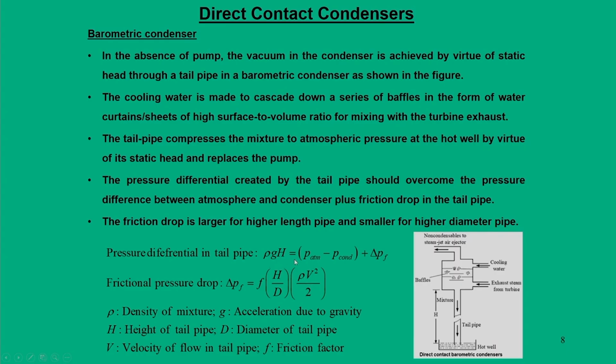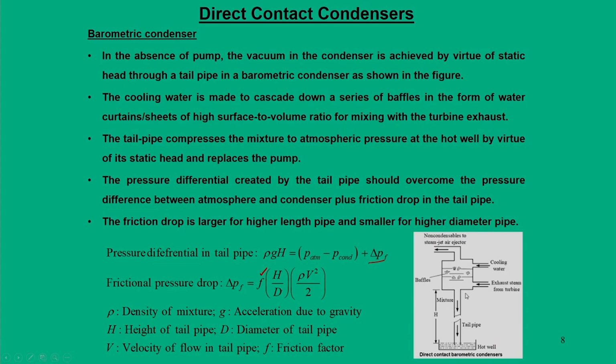rho g h, is nothing but the atmospheric pressure minus the condenser pressure difference, plus it also has to take care of the frictional pressure drop in this pipe, and that frictional pressure drop is related to the friction factor, height and diameter of the pipe, and the velocity of the flow in the pipe. So, all these things we know, so we can calculate the pressure differential, and based on this, the height can be designed, and this is one part.